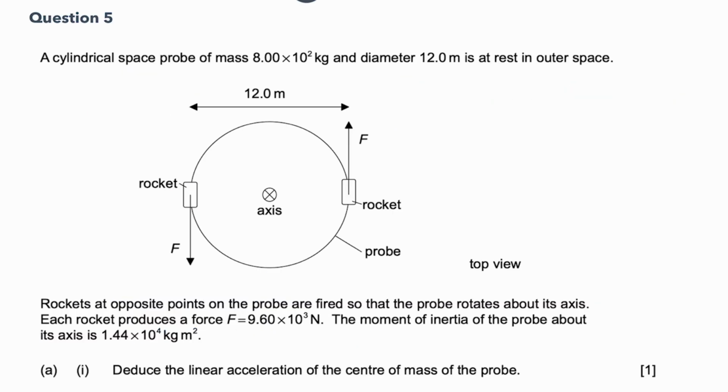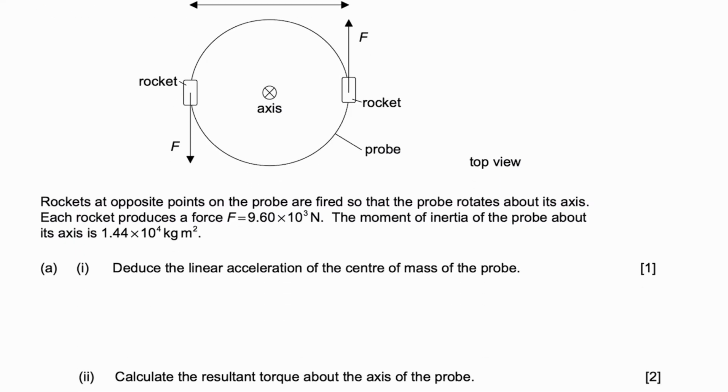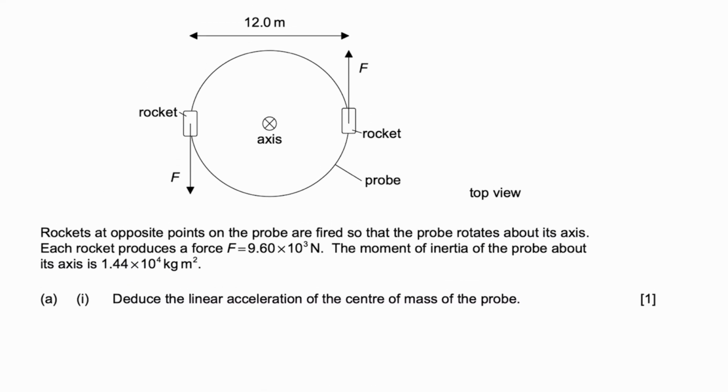Question 5. A cylindrical space probe of mass 8 times 10 to the 2 kilograms and diameter 12 meters is at rest in outer space. Rockets at opposite points on the probe are fired so that the probe rotates about its axis. Each rocket produces a force of 9.6 times 10 to the 3 newtons. The moment of inertia of the probe about its axis is 1.44 times 10 to the 4.